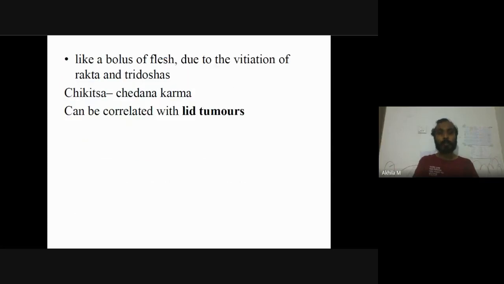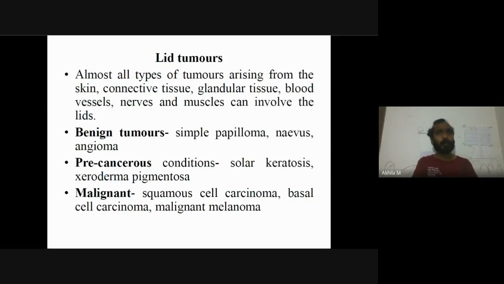Okay. So, any type of tumor can arise on the lid, the eyelids: from different blood vessels, glandular tissue, connective tissue, malignancy, glandular tumors, muscular tumors, or blood vessel tumors. These different types of tumors can arise in the eyelid.